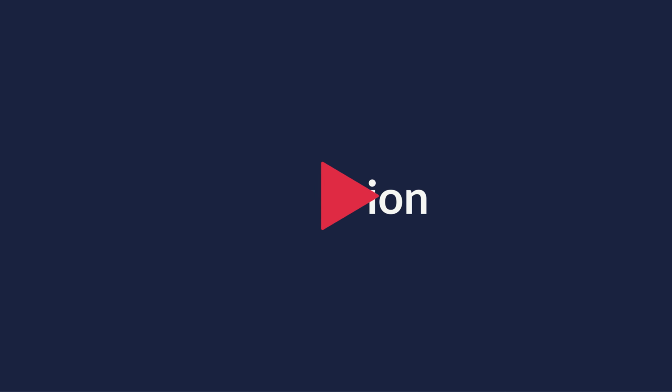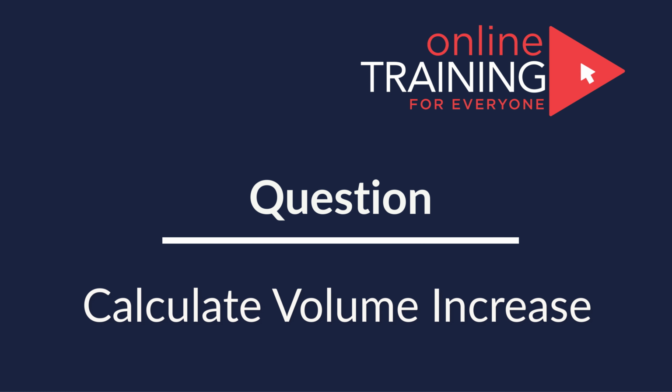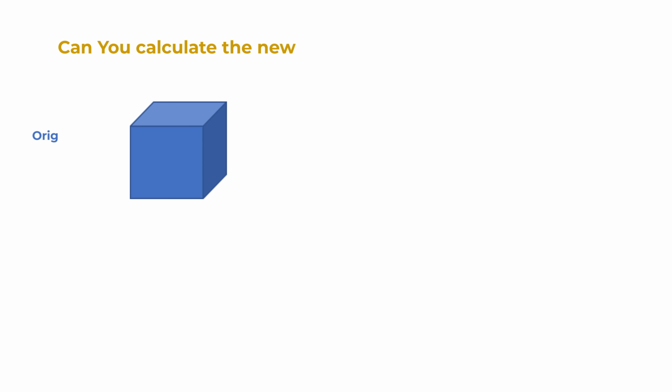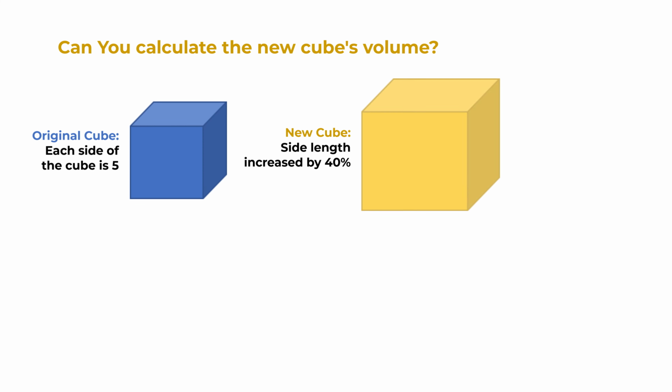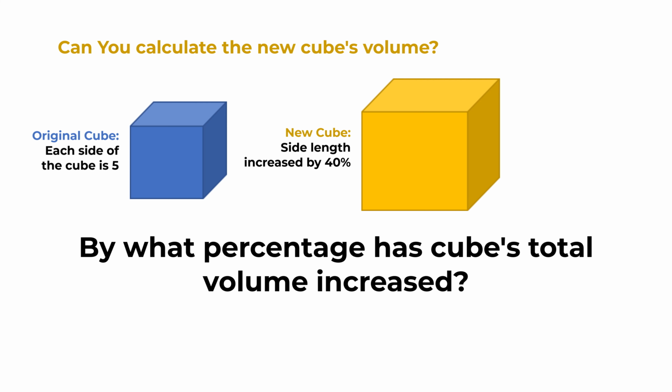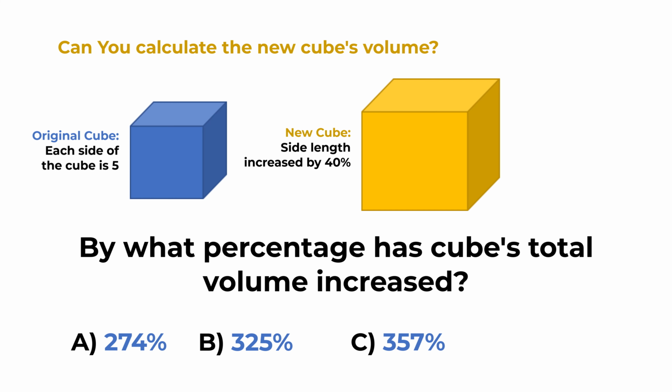Here is a very interesting question we frequently see on the test. A 5 by 5 by 5 cube has its side's length increased by 40%. As a result of these changes, by what percentage has cube's total volume increased? You're presented with 4 different choices. Choice A, 274%. Choice B, 325%. Choice C, 357%. And choice D, 379%. Do you see the answer?